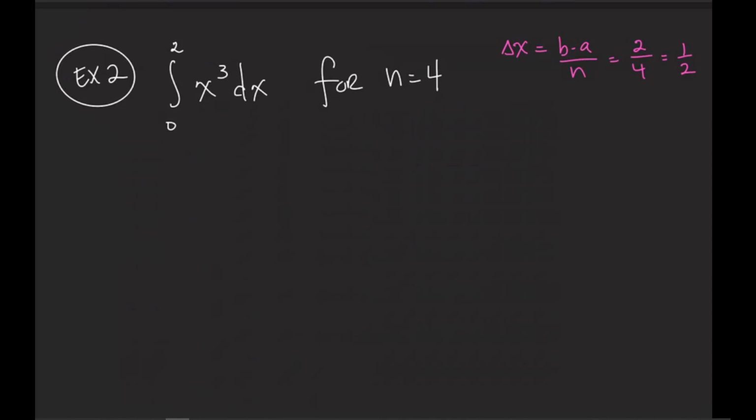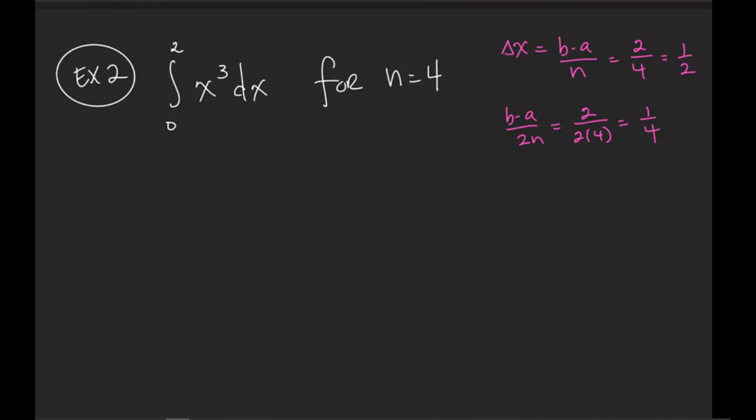And then the number we're going to multiply that whole sum by is (b minus a) over 2n. So that would be (2 minus 0) over 2 times 4, or 2 over 8. That would give us 1/4.